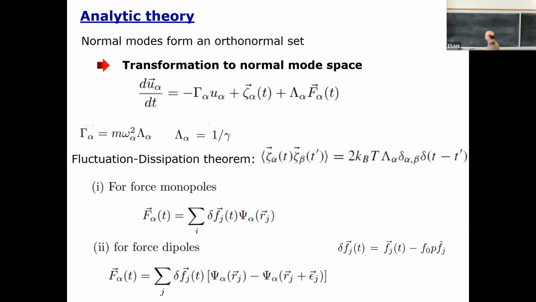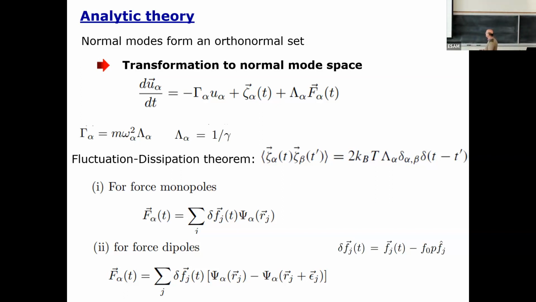And to make it applicable also to the Zimm model, I made everything with an index alpha. But for a Rouse model, lambda alpha is just 1 over gamma. So it's not independent of alpha, 1 over the friction. And gamma alpha is therefore m omega alpha squared divided by gamma. Omega alpha is the frequency of the normal mode alpha. In principle we have to solve them, numerically, if we want a numerical answer.